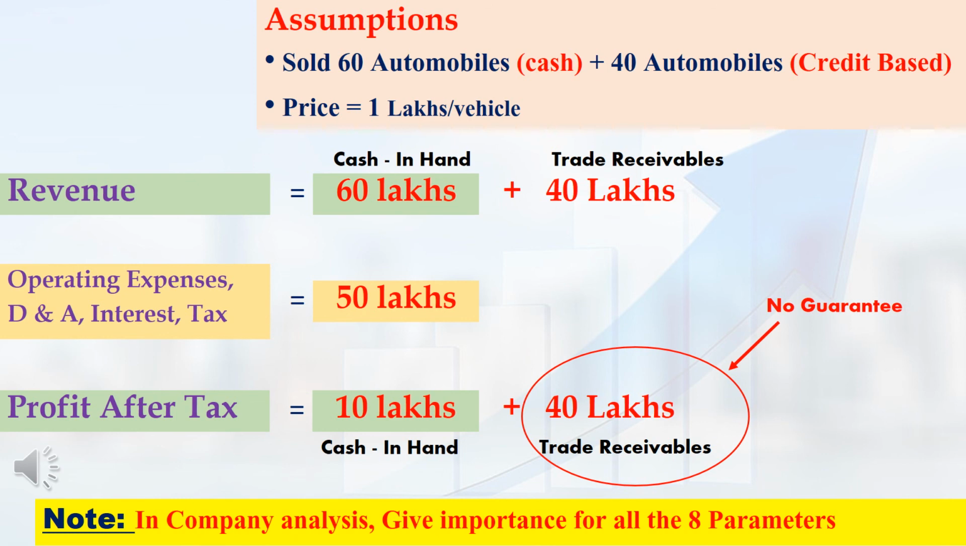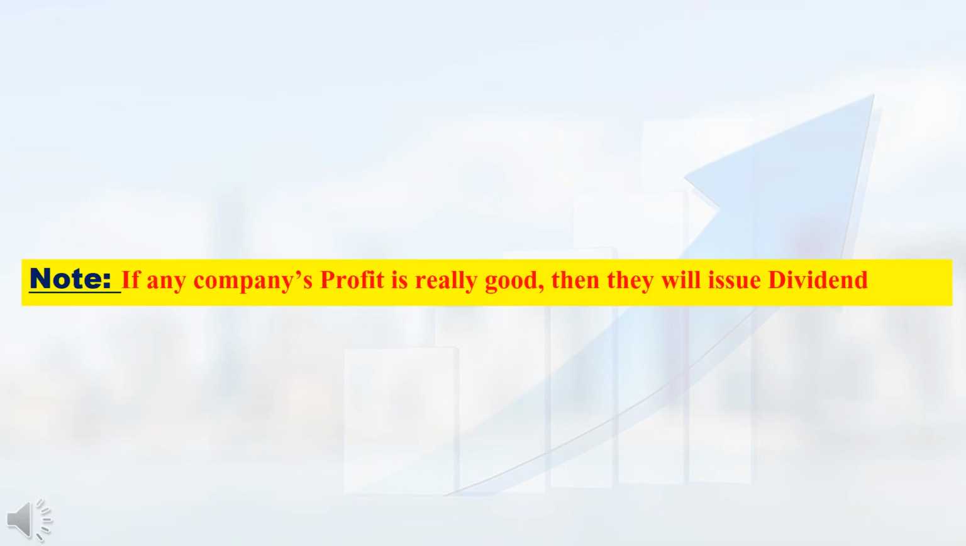Many people check only this one parameter, and if reserves and surplus growth is very high, then they start investing in that company. Please don't make that mistake. In total we are going to discuss 8 parameters. Give equal importance to all 8 parameters. Suppose a company is really making good profit, and because of that reserves and surplus is increasing, then there is a chance that in future that company will give high dividends to their shareholders.